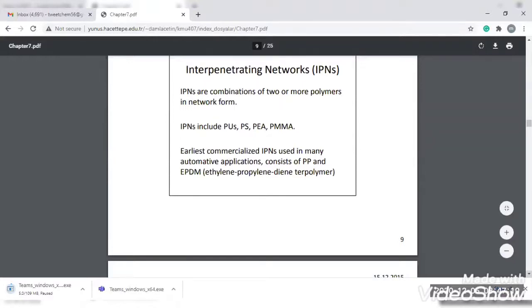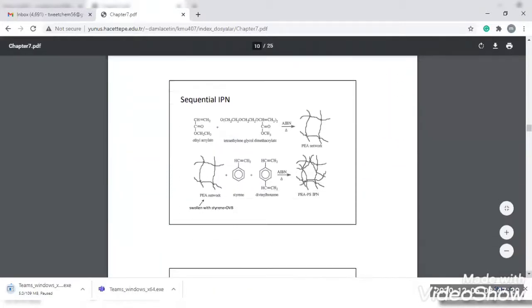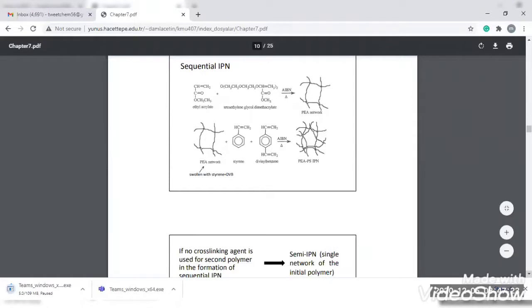The earliest commercialized IPNs were used basically in automotive applications and consist of PP and EPDM, ethylene propylene diene terpolymers. What is the sequential IPN? You can see here the sequential IPN: ethyl acrylate and tetraethylene glycol dimethacrylate are combined, and with AIBN a PEA network is formed and swollen with styrene plus DVB. The PEA network is again reacted with styrene and divinylbenzene, the catalyst is AIBN, and on heating a PEA and PS IPN network is formed.